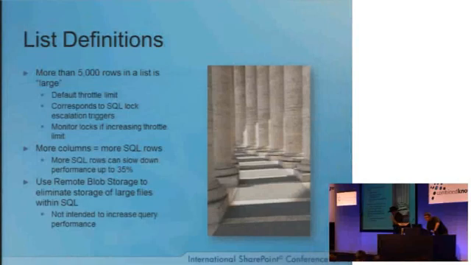List definitions. We always talk about what is a large list. How big is a large list? By definition, a large list is 5,000 items, because that's the point at which, by default, SQL will escalate a row lock to a table lock. And when you make a query and it returns 5,001 items, you're going to lock, for that very brief period of time, anybody from being able to do any operations on that particular table. That's what we call bad.